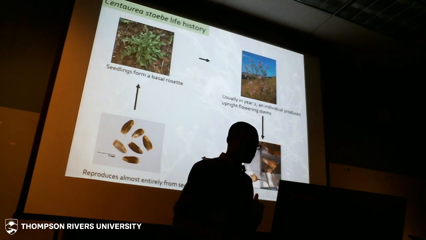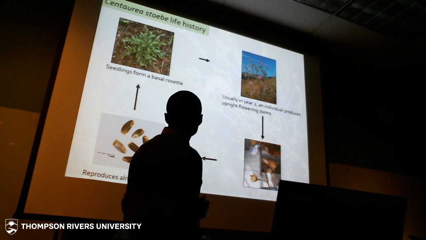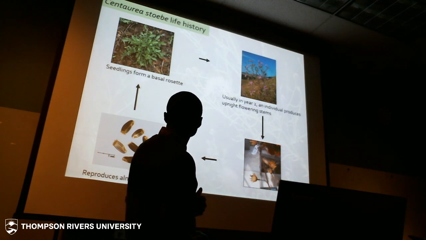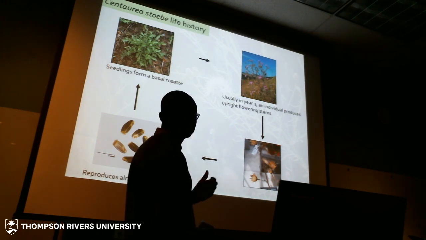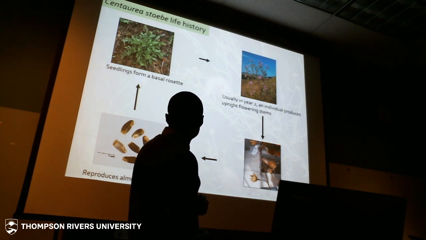And so these are the life history stages of spotted knapweed. So most of the reproduction of spotted knapweed is from seed. It grows to form a basal rosette, which is not flowering. It then flowers, produces these beautiful purple flowers for an invader, and then releases the seeds, which again germinate.